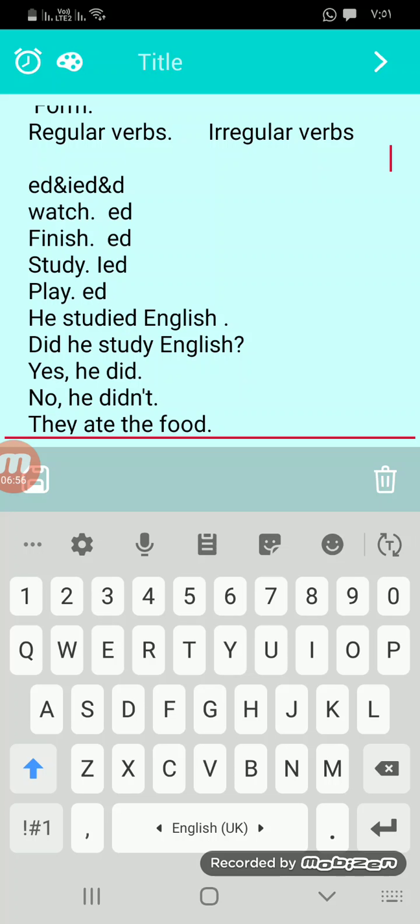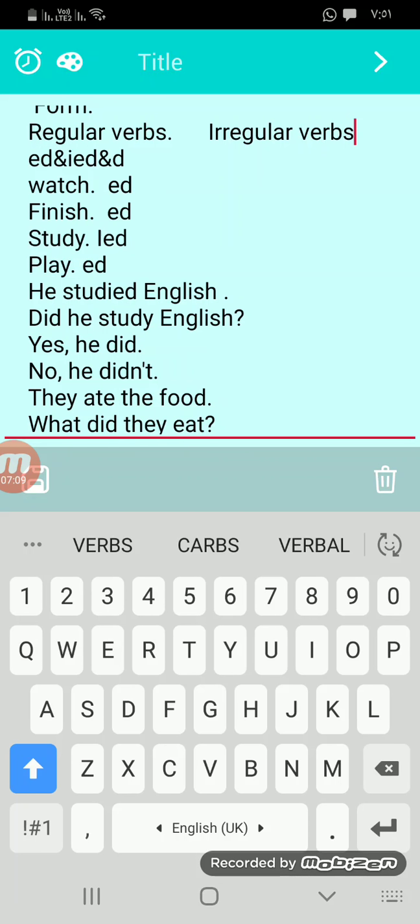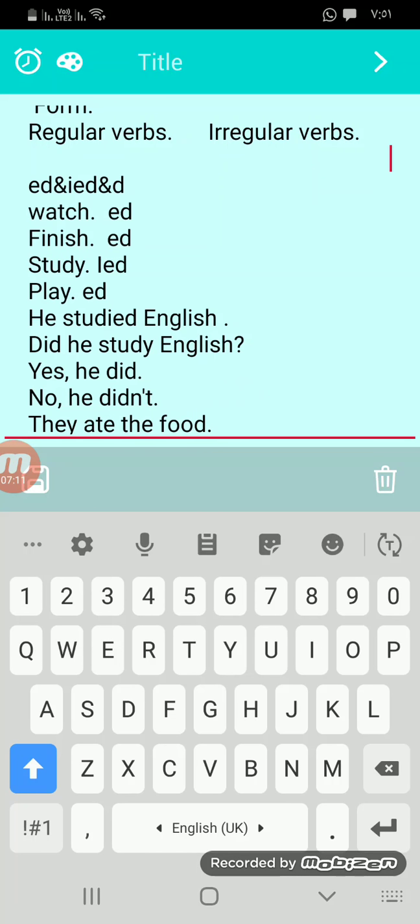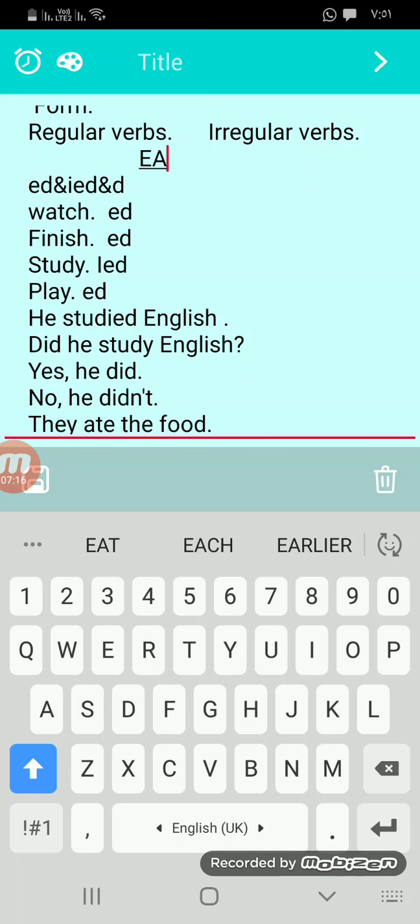Here look at irregular verbs. Irregular verbs don't follow the rule; we should keep them in mind. For example, when I give you the verb like eat, the past form of eat is ate. We should keep these words in your mind.